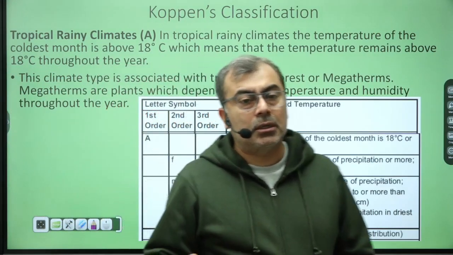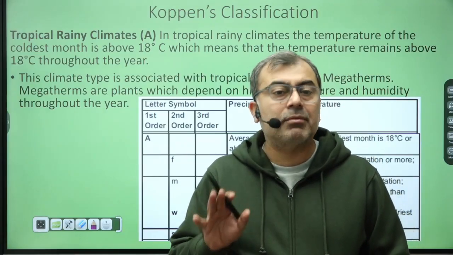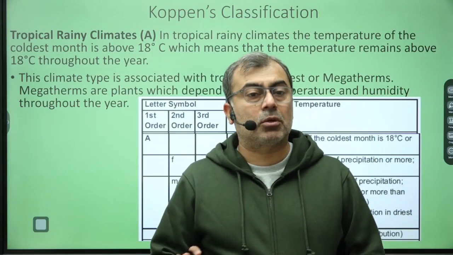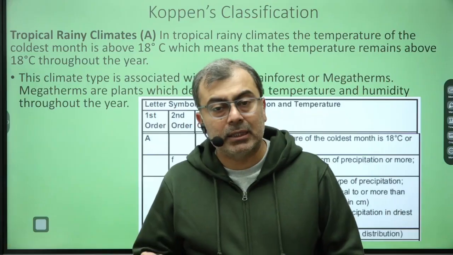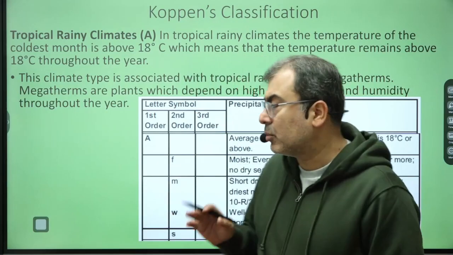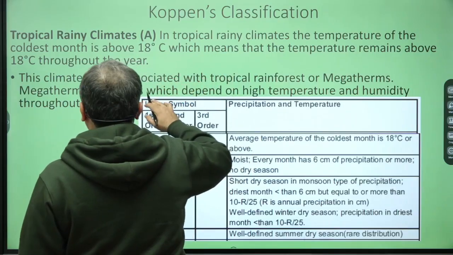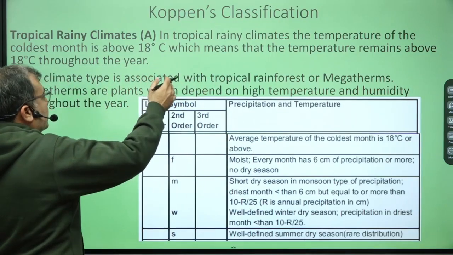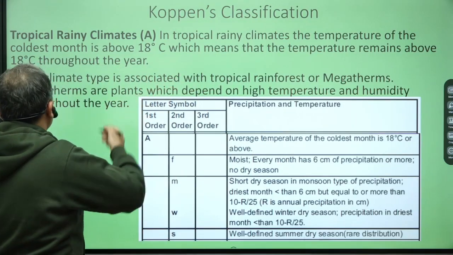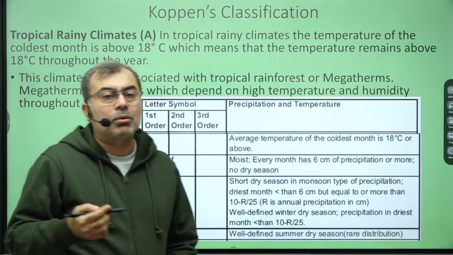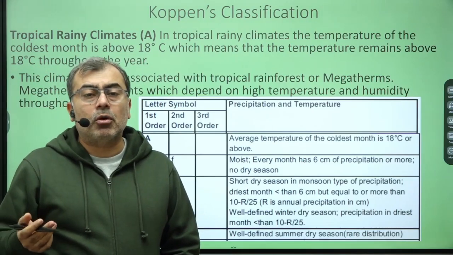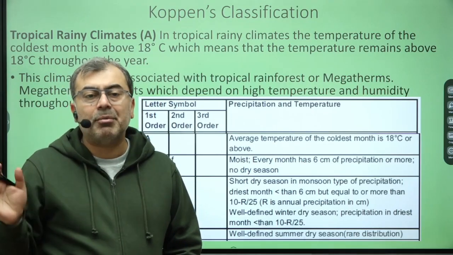Now if you want, you can modify wherever we had written A. So this is what the books are saying. So people who are reading Seven Singh, you might have those things, so I'm going to talk about that. A, in tropical rainy climate, the temperature of the coldest month is above 18 degrees Celsius, which means that the temperature remains above 18 degrees Celsius throughout the year. Now, when we read this in the book or Seven Singh, we are kind of lost. Straight away make the table.